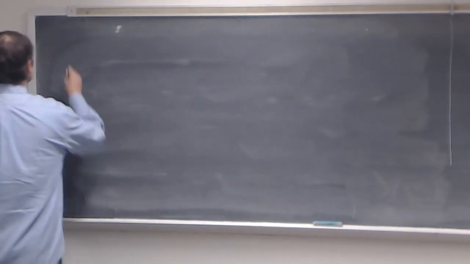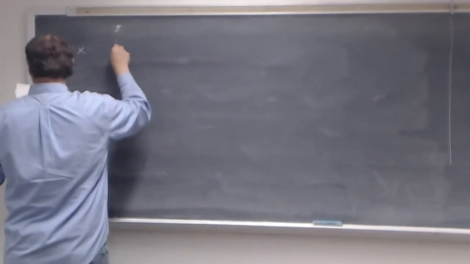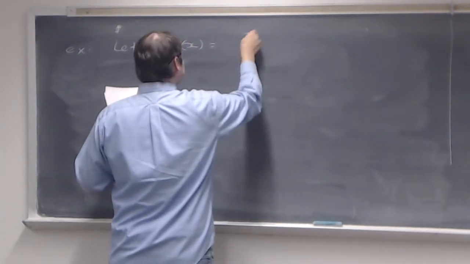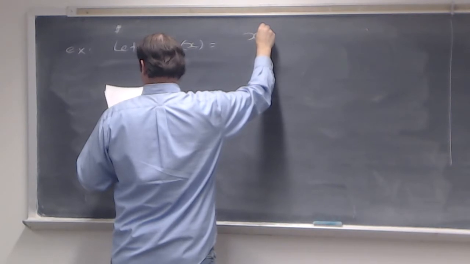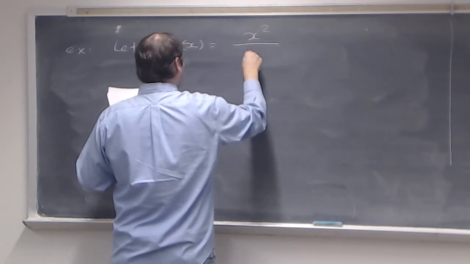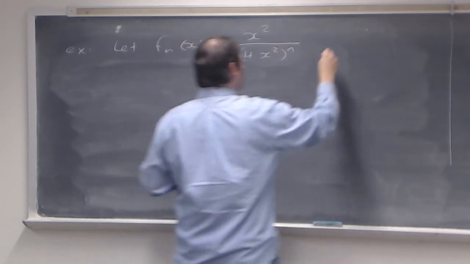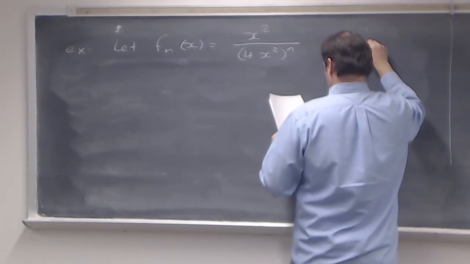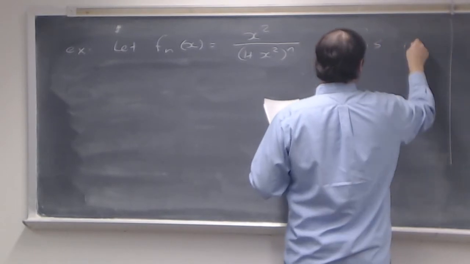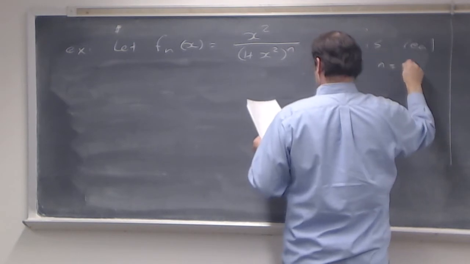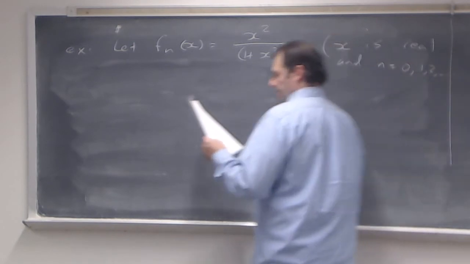Let's look at another example. Let f sub n of x be equal to x squared over 1 plus x squared, raised to the n, where x is real and n is equal to 0, 1, 2, and so on.